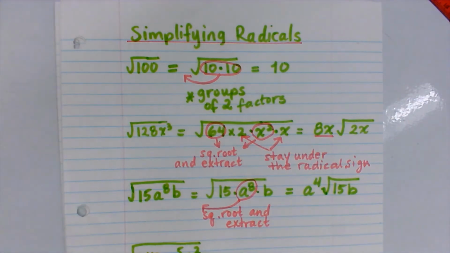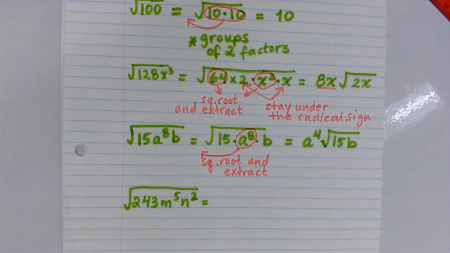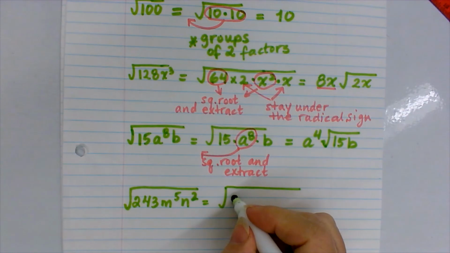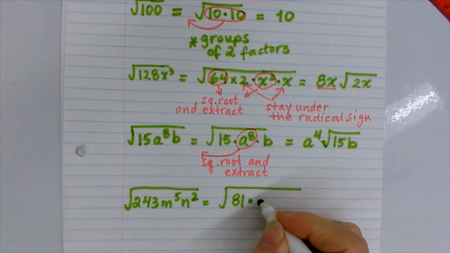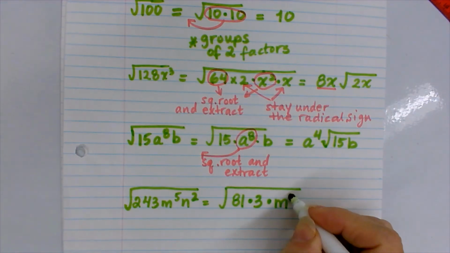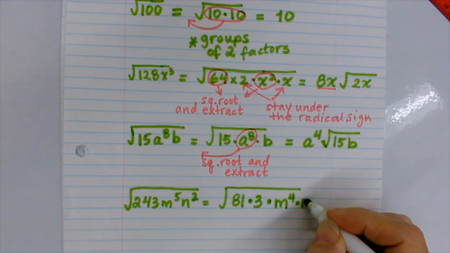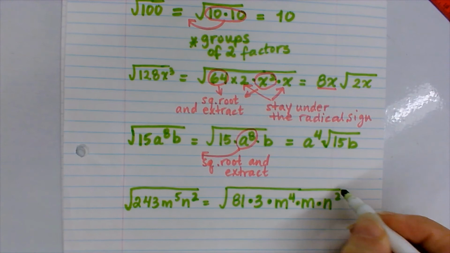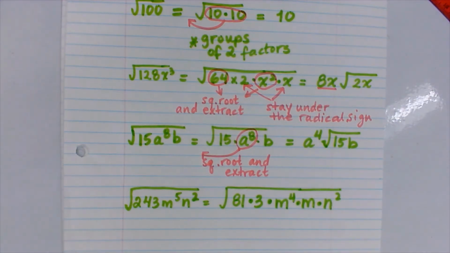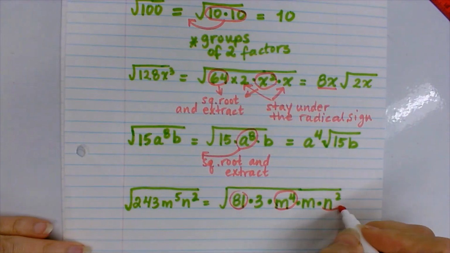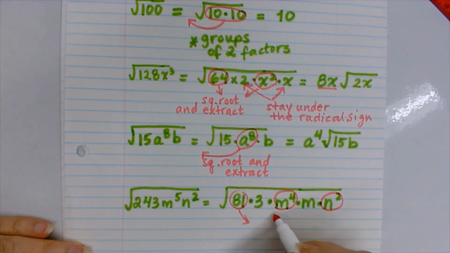And one final example. I'm going to break up the 243, that's 81 times 3, and I'm going to break up m to the power of 5 into m to the 4 and m, and I will break apart n squared. Well, I'll leave it as n squared because that can be square rooted. So the elements or the factors in here that can be square rooted are the 81, the m to the 4, and the n squared. So those ones will be square rooted and extracted.